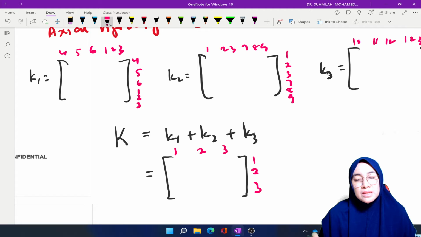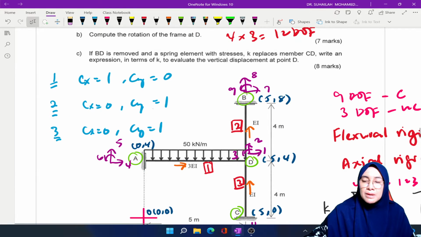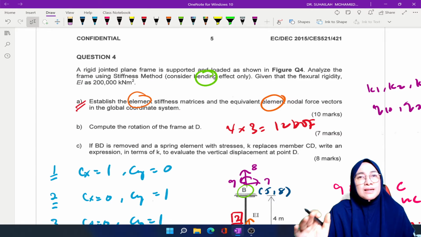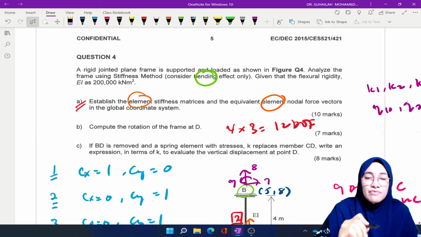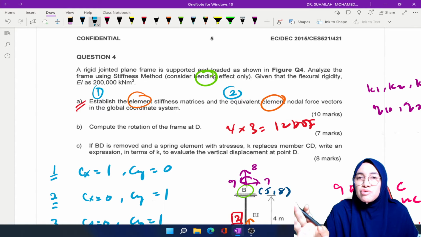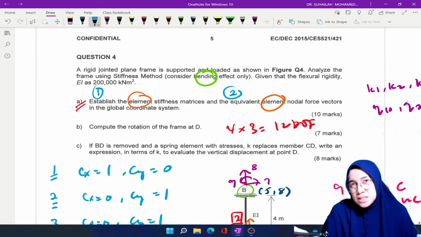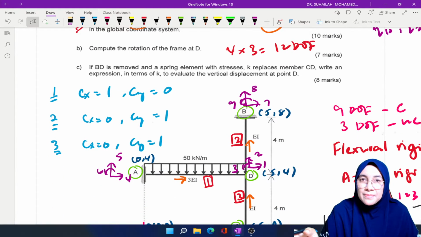We move to the second part of question 1. The first part is this one, and the second part is equivalent element nodal forces. And we know that a frame is just like a beam. This frame has UDL.